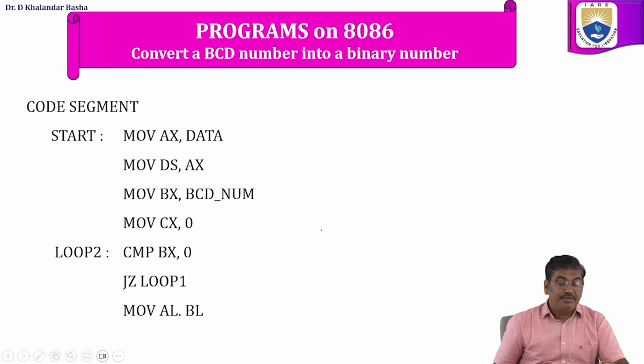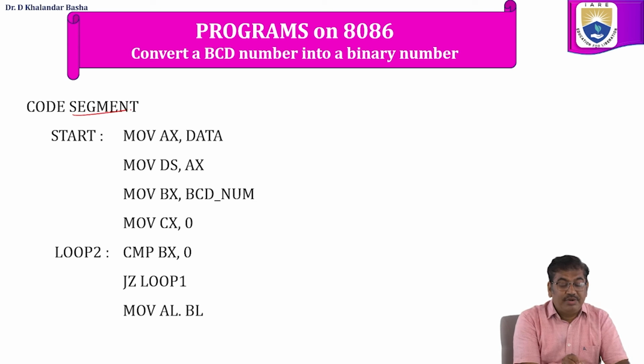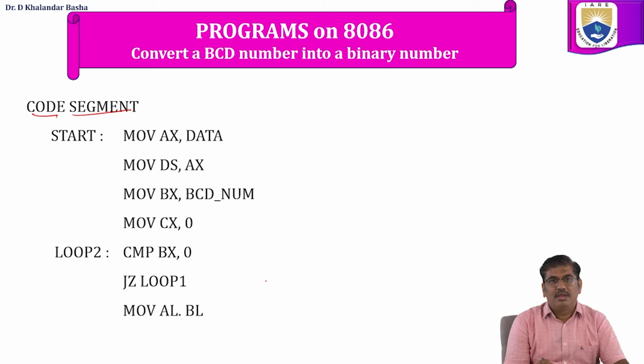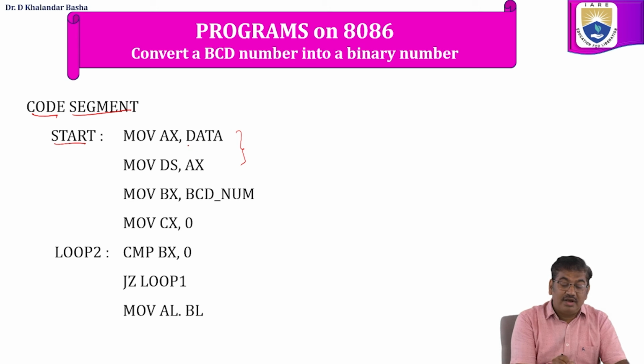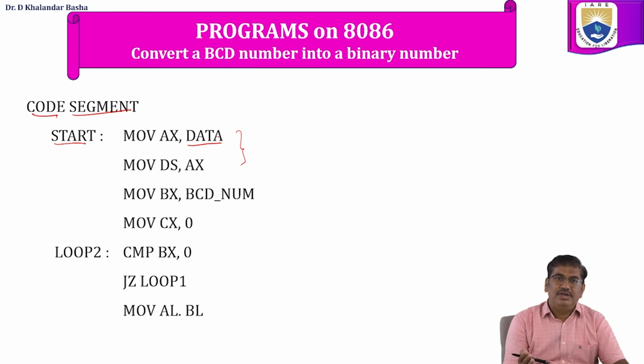Now we will see the code segment. The code segment will be started with the SEGMENT directive as it corresponds to code, so you write CODE SEGMENT. START is the label which we are giving to the start of the program. First we have to load the data segment address assigned by the assembler into the data segment register. So first we will load the address of the data segment, which is DATA, into the AX register, and from the AX register to the data segment register.